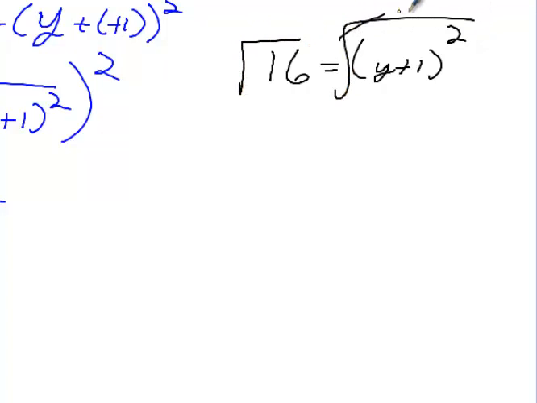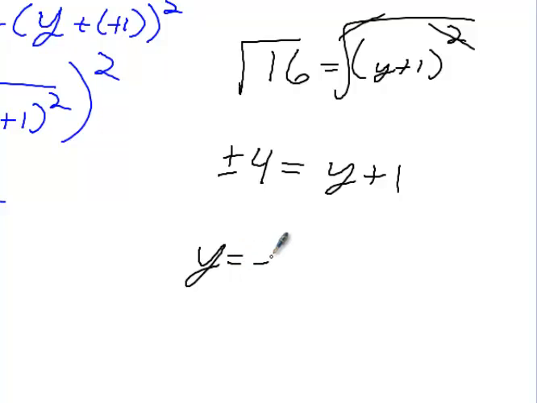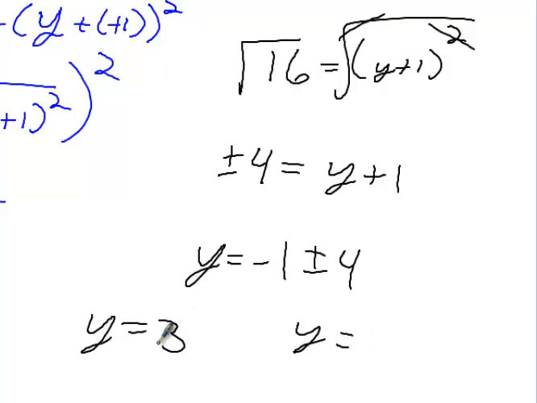So how do I get rid of a square? Square root. These cancel. What's the square root of 16? Close. Not 4, but plus or minus 4. So you should always be getting 2 answers out of these. Okay? What do I have remaining on the right? Y plus 1, right? How do I get y by itself? Subtract 1. So you get y equals negative 1 plus or minus 4. So what's -1 plus 4? 3.